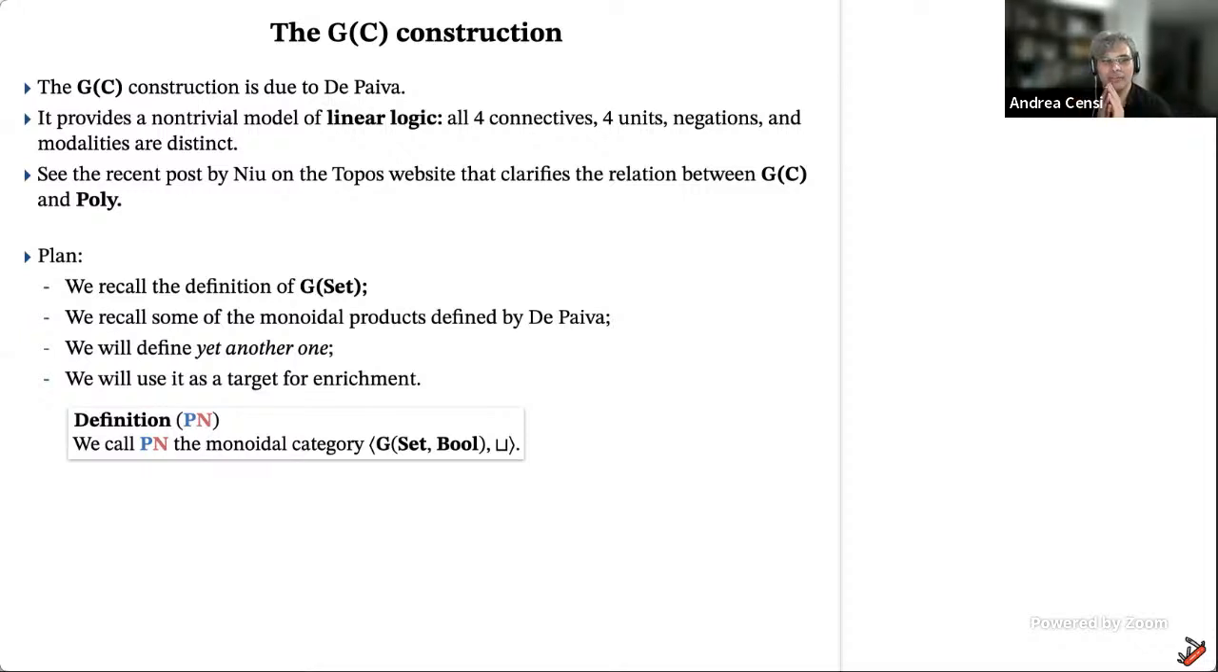So now we will do something much more simple. So this is the plan. We actually just use the G set. We will see some of the monoidal products that are defined by the PIAN. We see actually we need a slightly different one to add to the collection. And then that will be the one that we use as target for enrichment. So we will call PN the monoidal category G set with this new monoidal product.